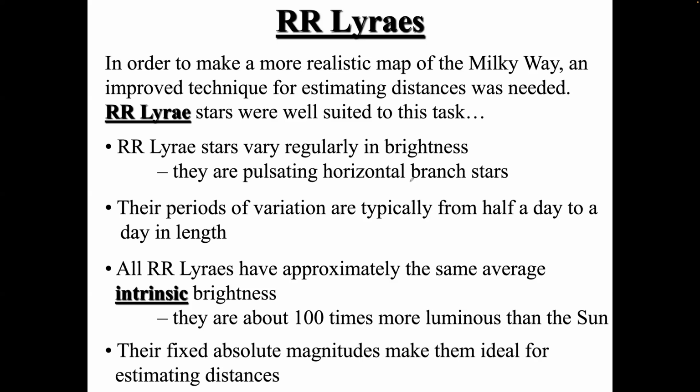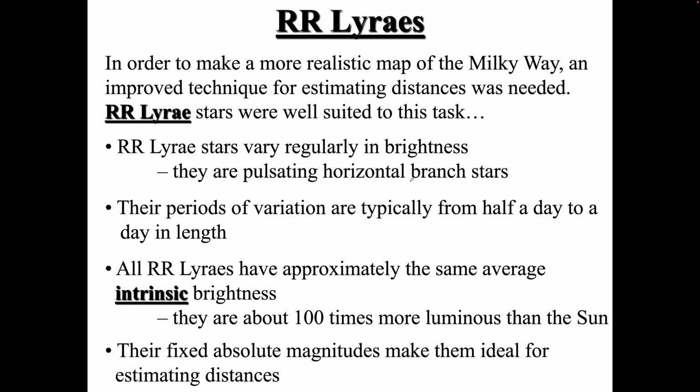Right. Now, in order to make a more realistic map of the Milky Way, we have to have an improved technique to estimate the distances, because Herschel thought that all the stars are at the same distance, which is not correct. Now, to have an improved technique to measure the distances, there is a different type of stars that we are going to use.